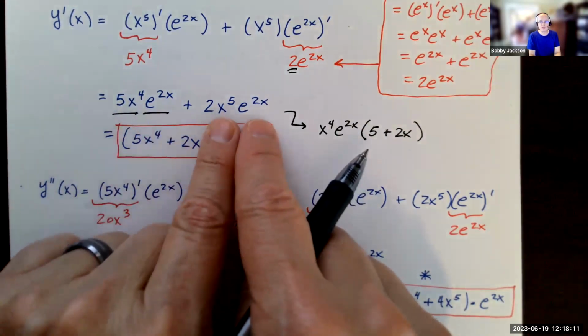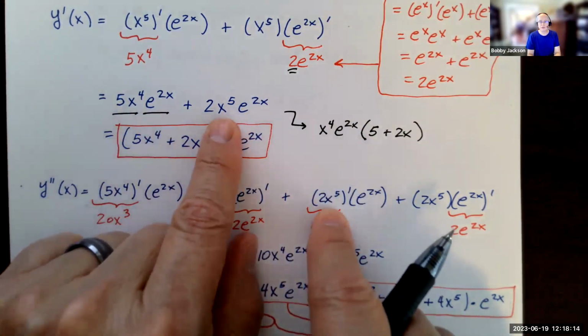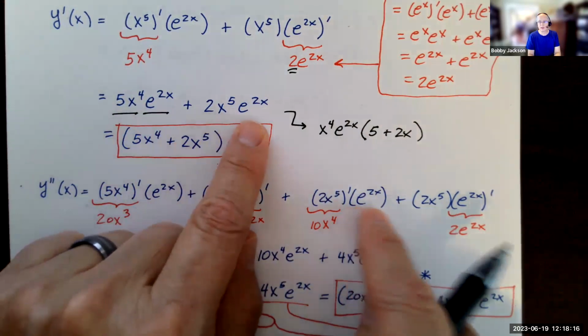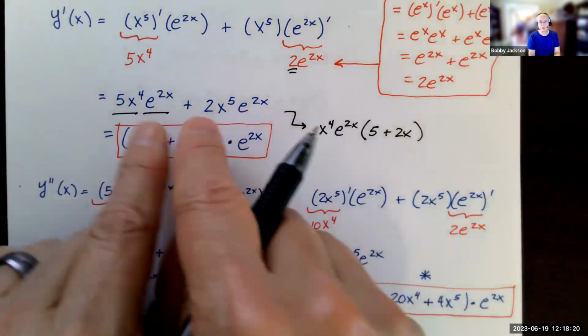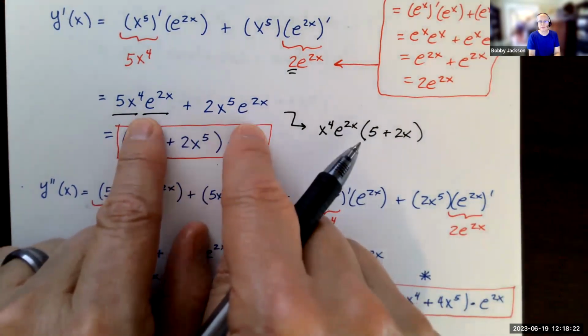And then 2x to the fifth e to the 2x, I take the derivative of 2x to the fifth times e to the 2x plus 2x to the fifth times the derivative of e to the 2x. Again, product rule on that. So both of them require a product rule.